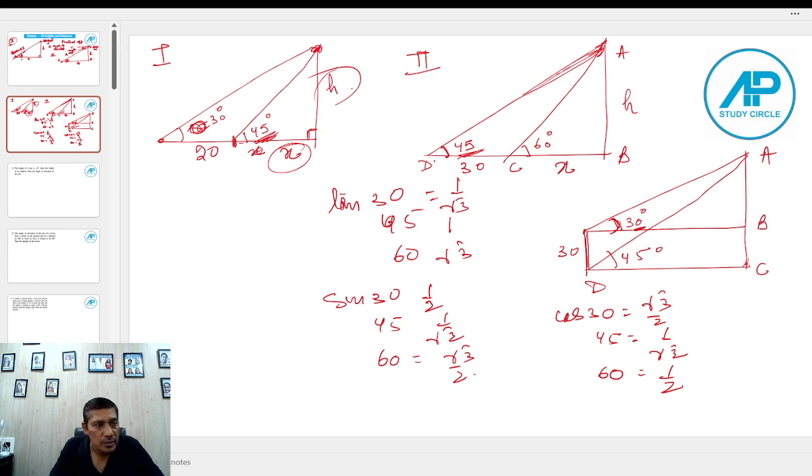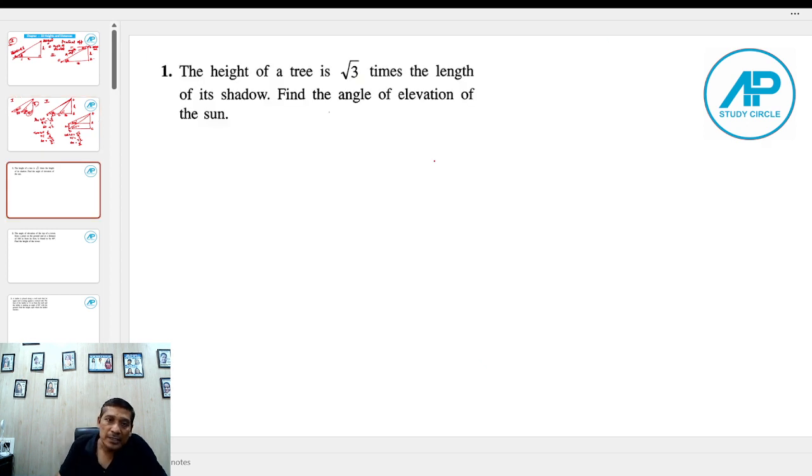Anyway, I'm starting the solving questions one by one. Please keep a note of these questions. Diagram को जरूर बनाना है.